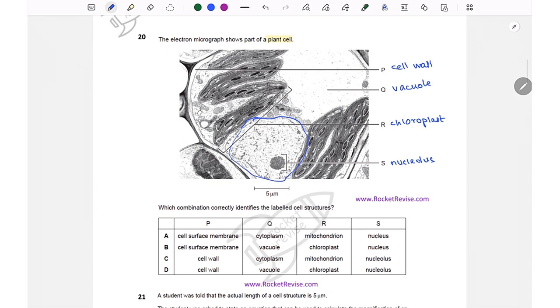Which combination correctly identifies the labelled cell structure? P is cell wall, Q is vacuole, R is chloroplast, and S is nucleolus. So D is our answer.